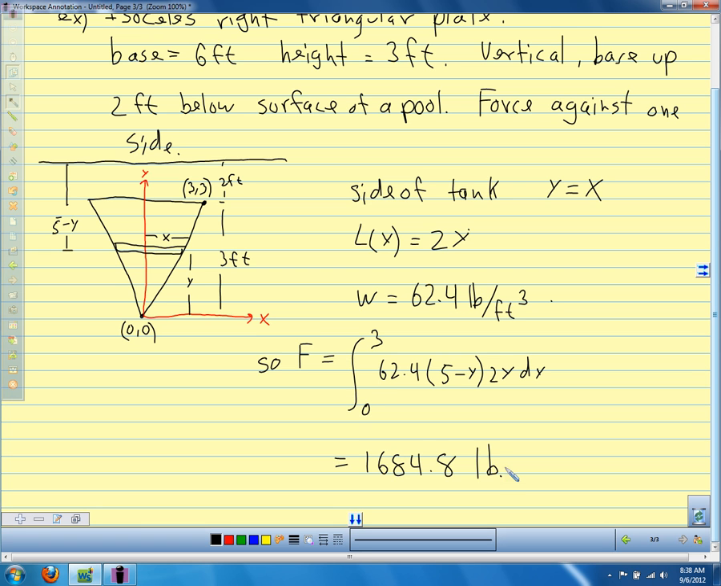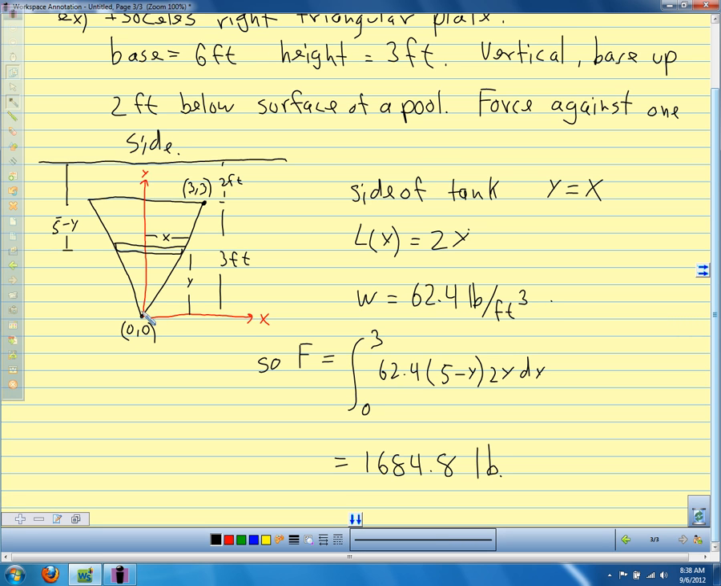So a couple of things to remember for fluid force problems. Draw a little picture. Set up your coordinate system. You need to find an expression for the length of your little representative rectangle in terms of y. And remember, your depth is positive in all of these problems. So we could have set our coordinate system going down this way, so y was positive going underneath the water, and then we would have to change the sign to make sure our depth is positive. Our depth is always positive.